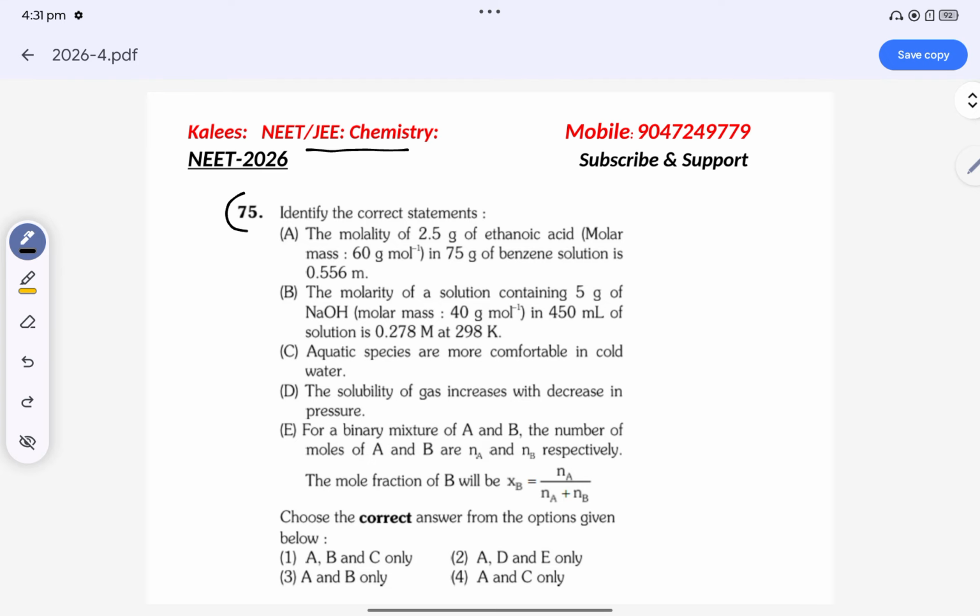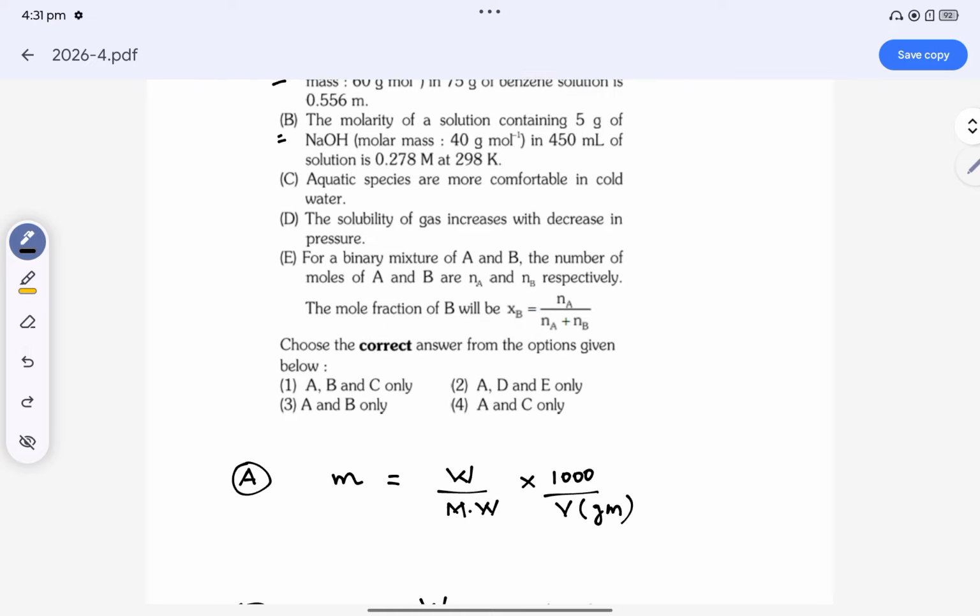This is noted as question number 75. Identify the correct statement. This is the question they had asked. So the correct statement is asked. We discuss one by one. Option A, molality is asked. The second question they are asking is molarity. We have to check one by one.